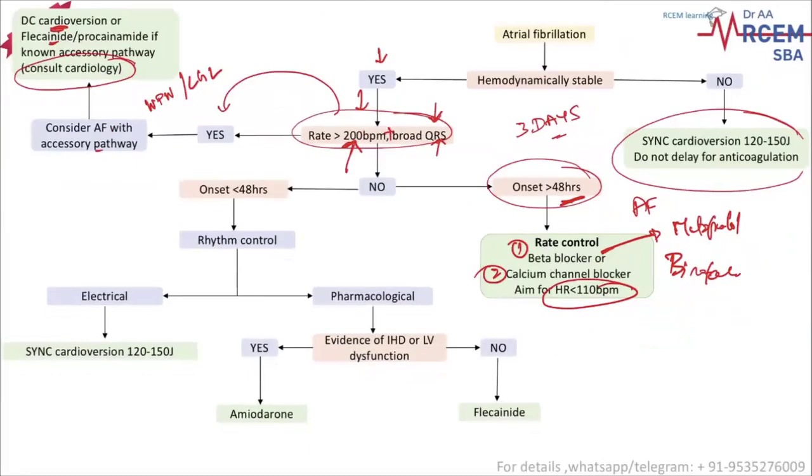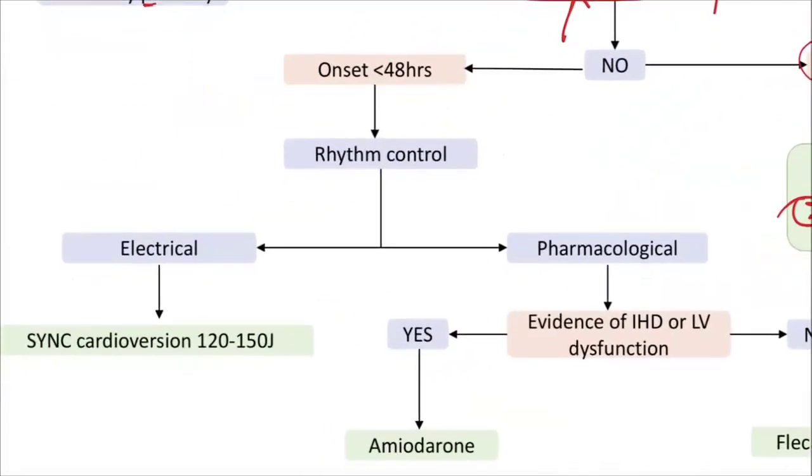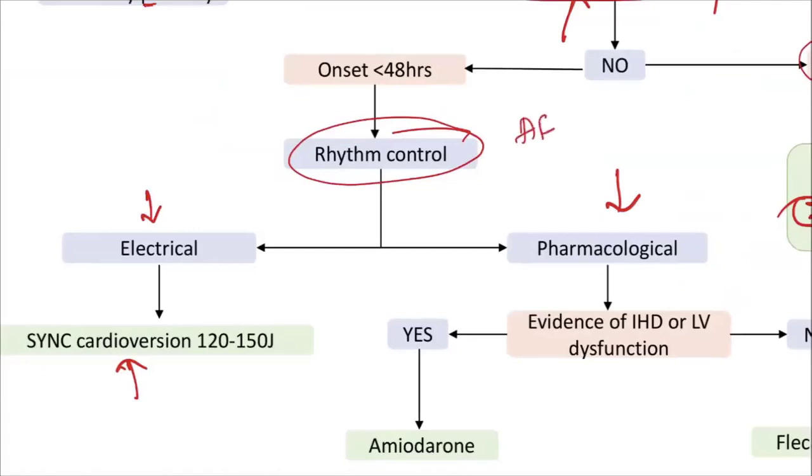If the onset is less than 48 hours, rhythm control is what is preferred. Rhythm control can be done using electrical activity, that is giving a synchronized shock, or pharmacologically, that is giving a medication. Controlling the rhythm means you're converting AF into a sinus rhythm. How do you convert it to sinus rhythm? You have two options, either by giving a shock or by giving medications.